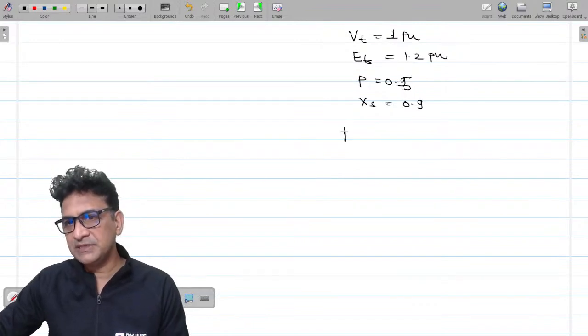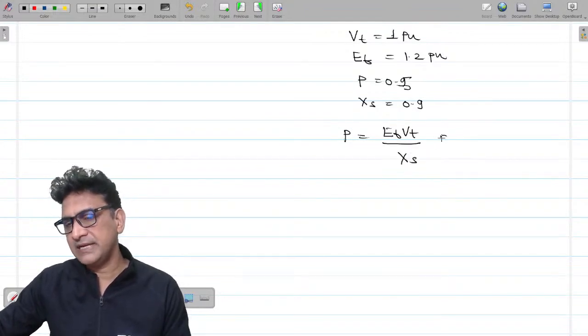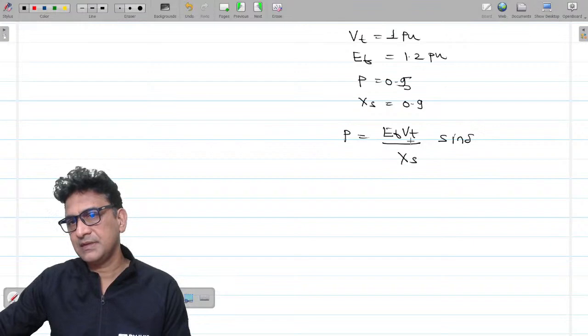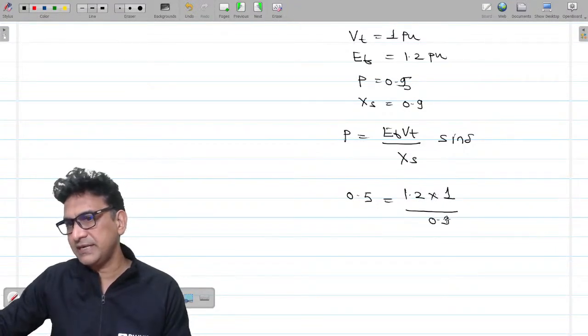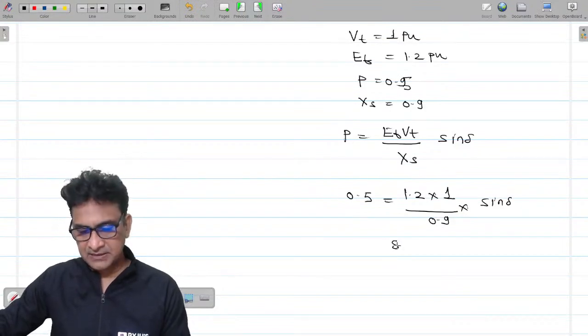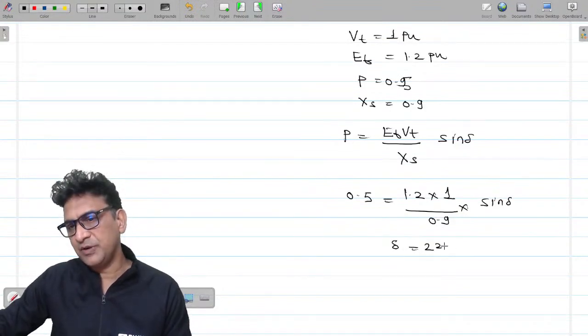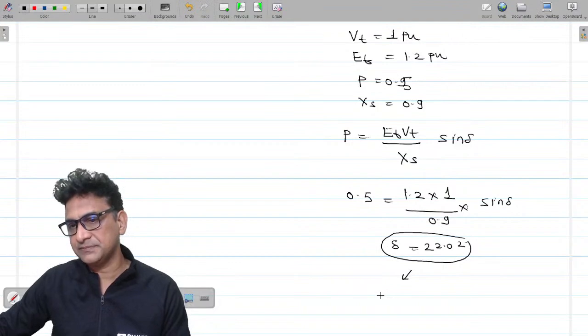So we know P is EF Vt by Xs into sine delta. P is 0.5, EF is 1.2, Vt is 1, Xs is 0.9. So from this you can find out the value of sine delta. Delta you will get 22.02. This is the load angle. That is the angle between E and V.